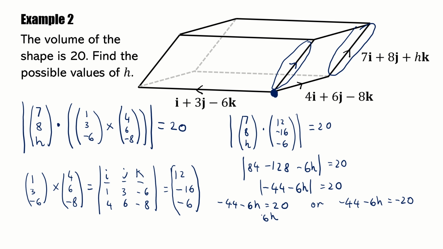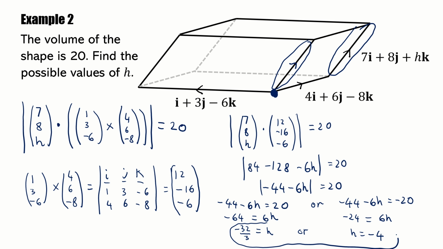So therefore we get 6h equals minus 64. So therefore h is equal to minus 32 over 3 is the first option. Or alternatively, we could end up solving it with the other one, and that would get us 6h on the right hand side. On the left hand side we get minus 24. So alternatively, h could equal minus 4. So there we go, those are our two answers.